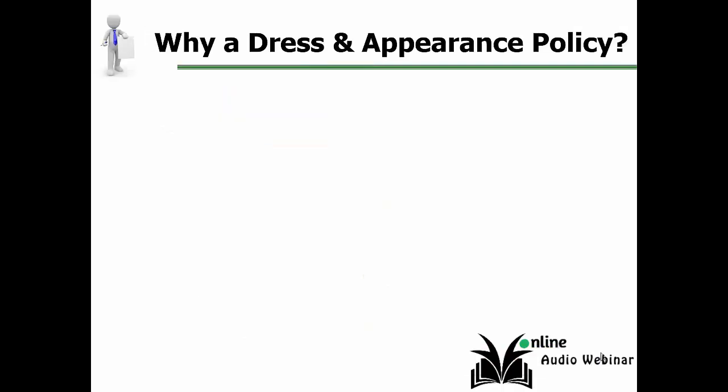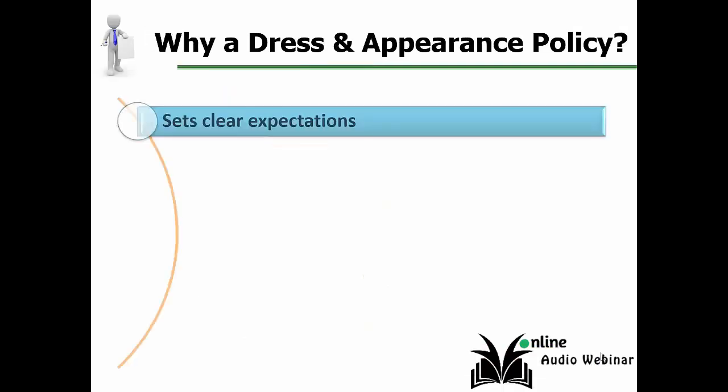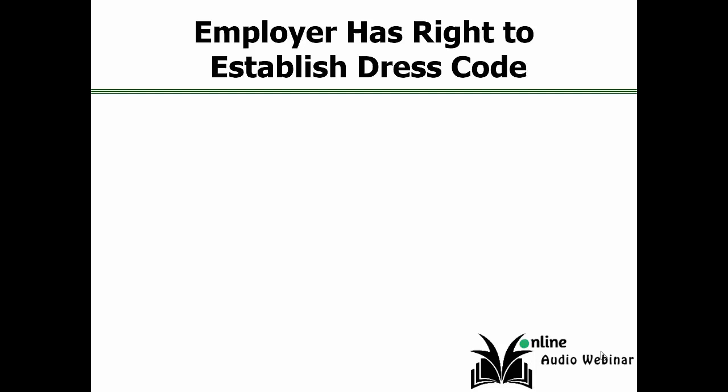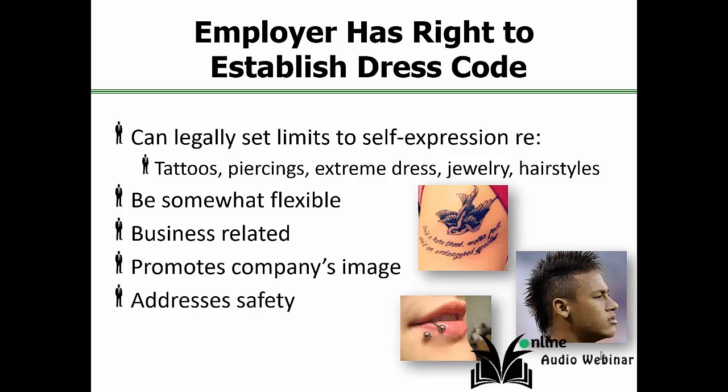So why a dress and appearance policy? Well, one of the things it does is set clear expectations. It will outline what is and is not permitted. So you, as the employer, have a right to establish what your dress and appearance code is going to be, and it addresses both health and safety.